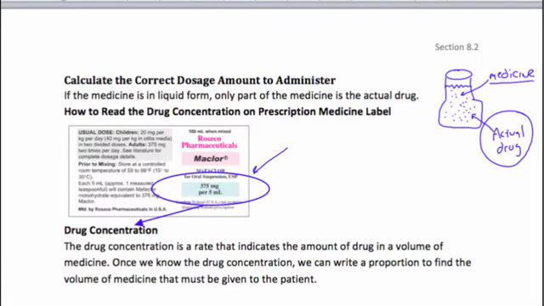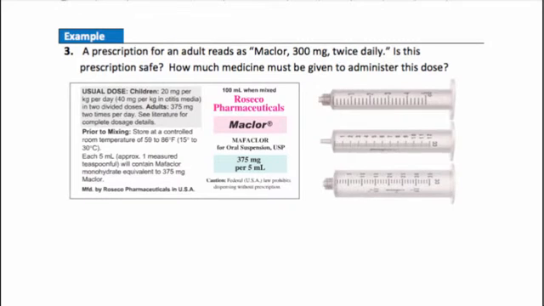Right here, this one is 375 milligrams per 5 milliliters. So this is the actual drug up there, 375 milligrams of drug in 5 milliliters of medicine. Let's take a look at an example now that will help you understand how to calculate the amount of medicine to give. Example 3. A prescription for an adult reads Mayclor, 300 milligrams twice daily. Is this prescription safe? And how much medicine must be given to administer this dose?